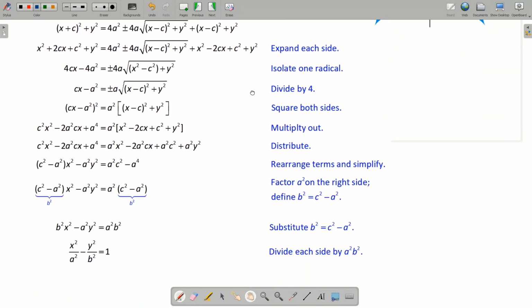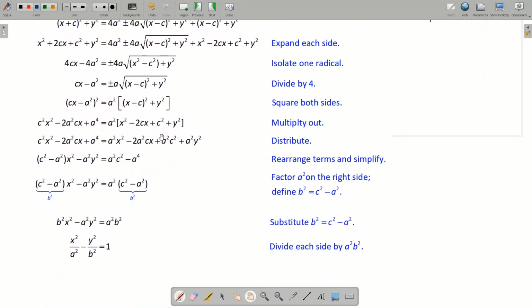But eventually, we start canceling things and rearranging things, and we get to a similar place that we did for the ellipse, an equation that looks kind of like this. It's almost identical, but you have a different sign right here. So at this stage, we're going to make a definition. We're going to define c squared minus a squared to just be a new number, b squared. So we just replace those with b squared.